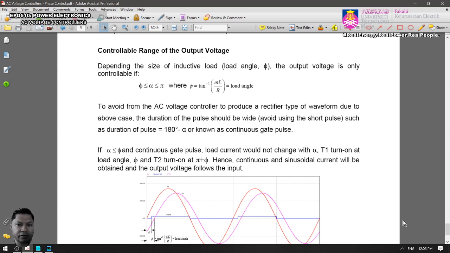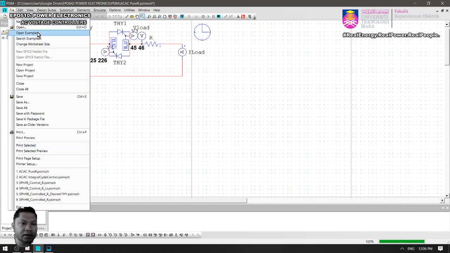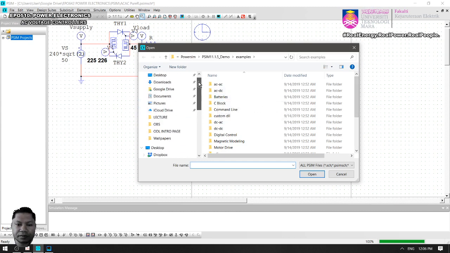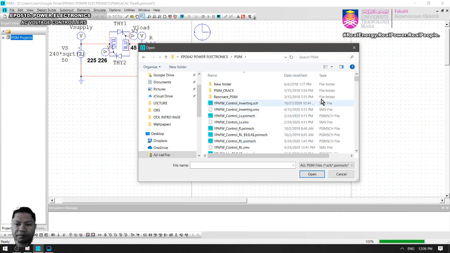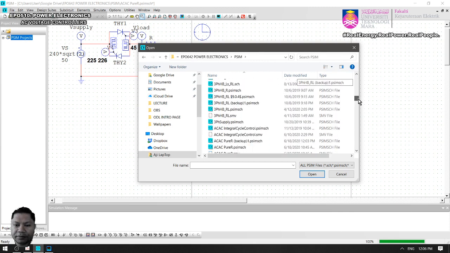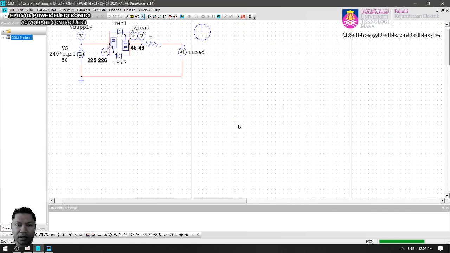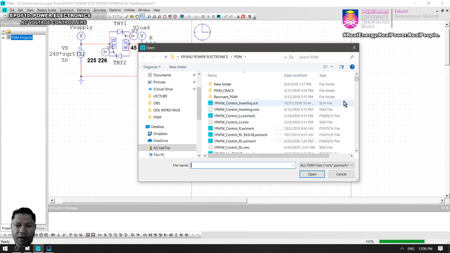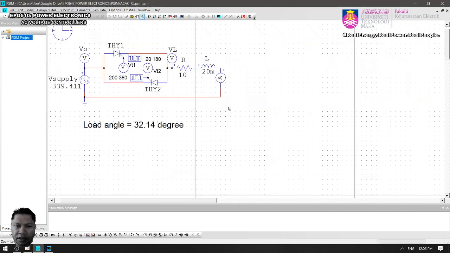Right, so let's have a look at some PSIM simulation. I'm going to share the PSIM with you. I'm going to look at the R plus L example. Open examples, and let's look at the ACR+L. Okay, there you are.